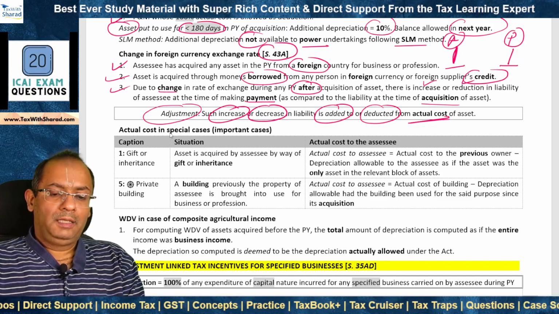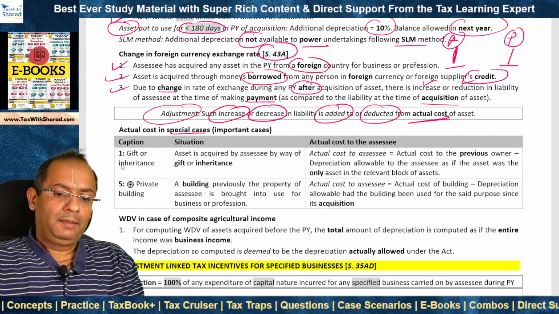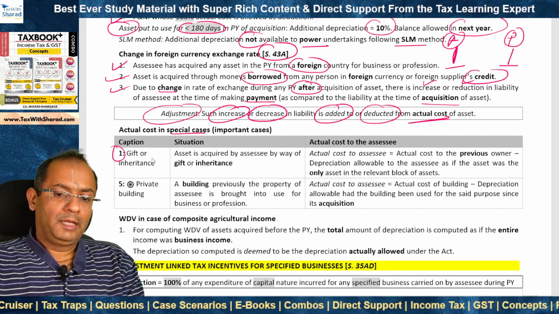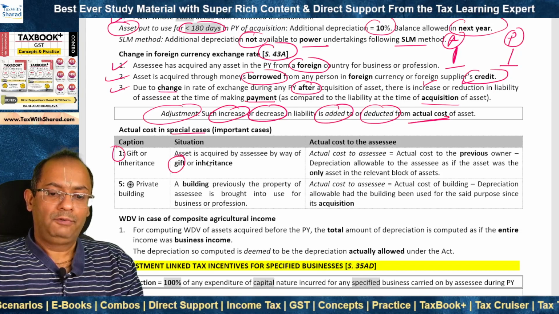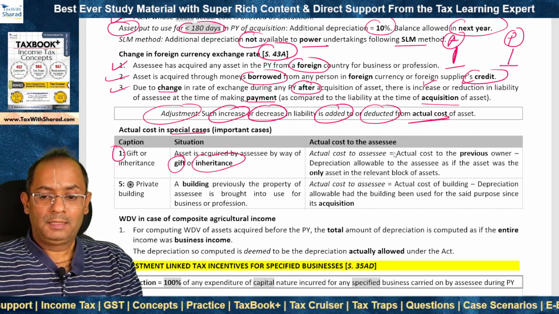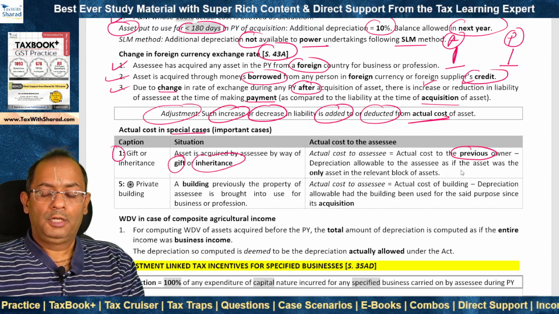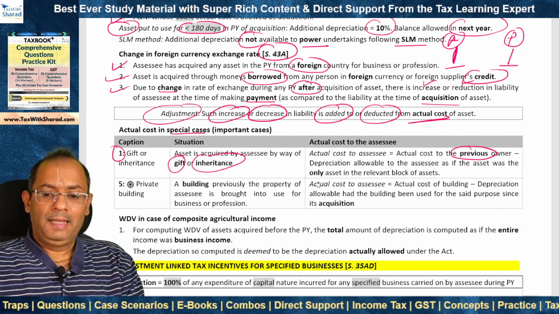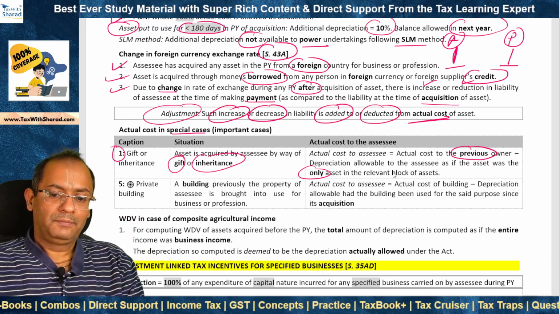Now actual cost is computed in a certain fashion in certain special cases, and we will look at 2 cases here. There are several cases, but we will just look at 2 cases which are important from an exam point of view. One is where the asset is acquired by the assessee by way of gift or inheritance. In such a case, what should be the actual cost to the assessee? We pick up the actual cost to the previous owner, and then we allow deduction of notional depreciation, which is what? Deduction which would have been allowable to the assessee as if the asset was the only asset in the relevant block of assets. That becomes the actual cost to the assessee.